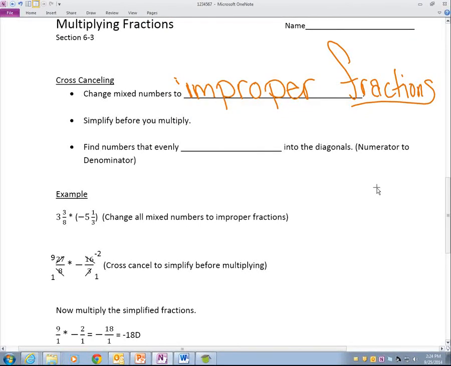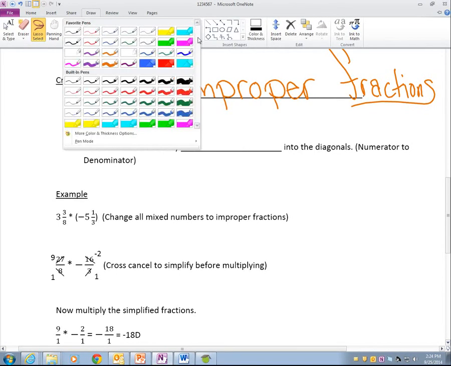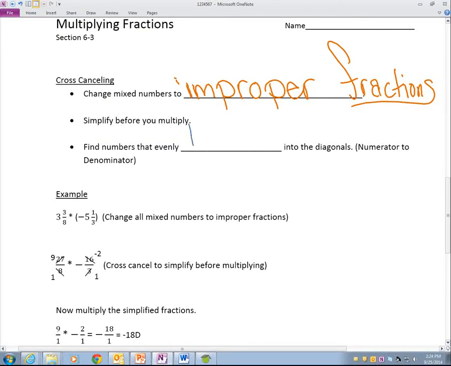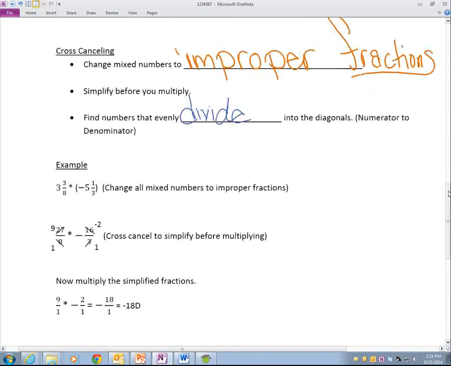I know I was just trying to be cool, but it didn't work. Find numbers that equally divide or factor into the diagonals. Diagonals, diagonals, diagonals. I'm trying to draw attention.